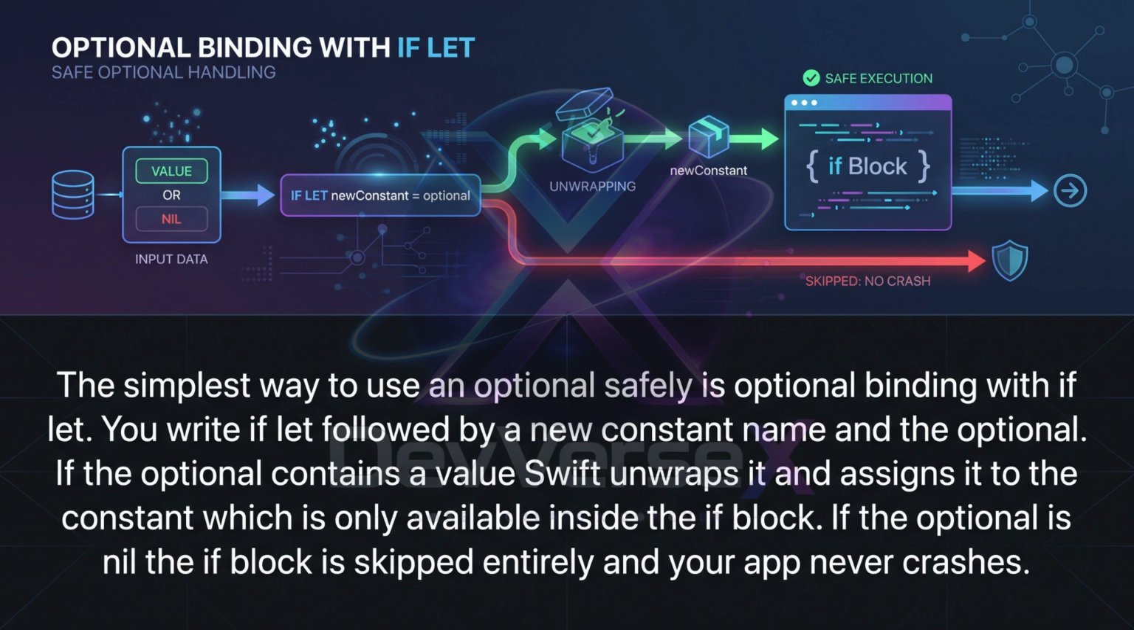The simplest way to use an optional safely is optional binding with if-let. You write if-let followed by a new constant name and the optional. If the optional contains a value, Swift unwraps it and assigns it to the constant, which is only available inside the if block. If the optional is nil, the if block is skipped entirely and your app never crashes.